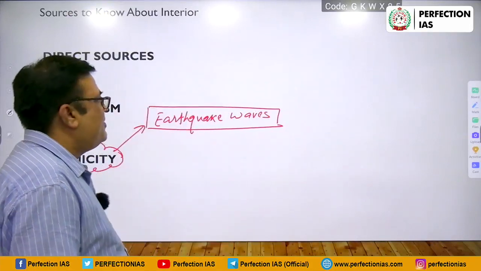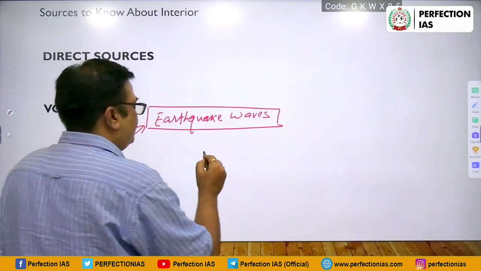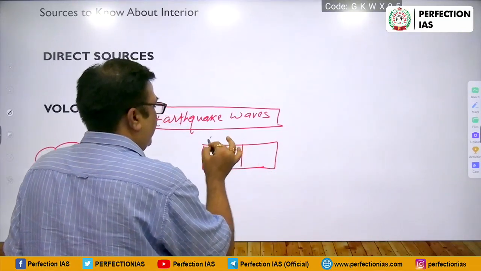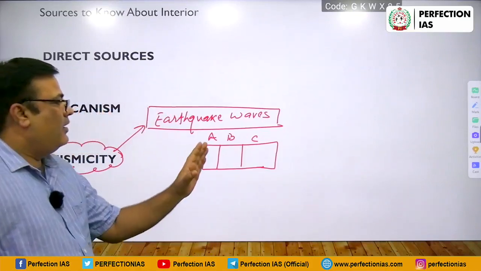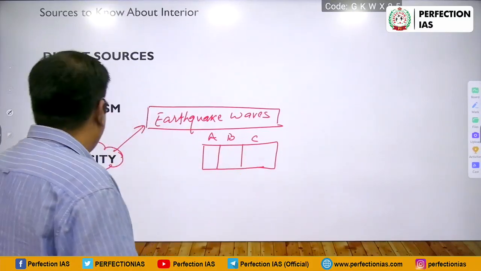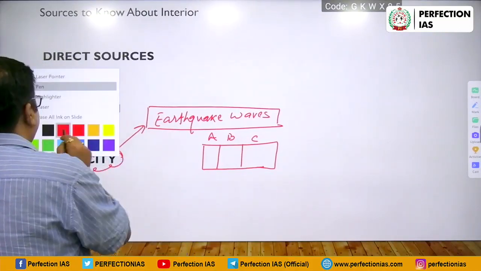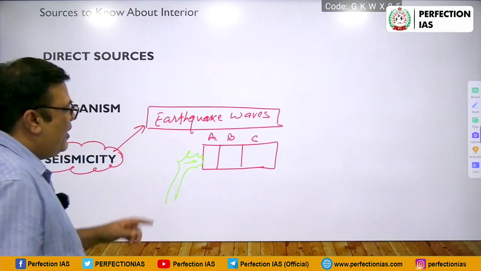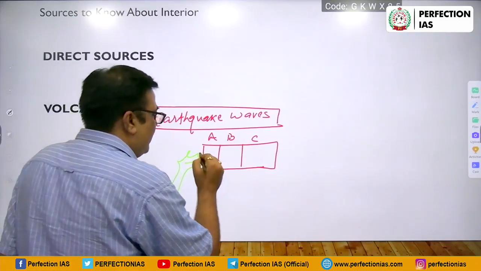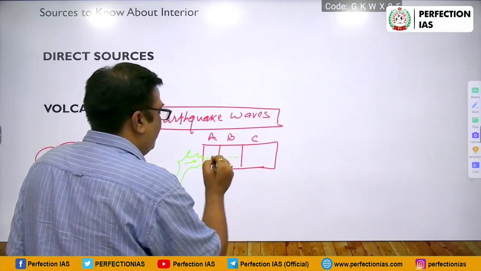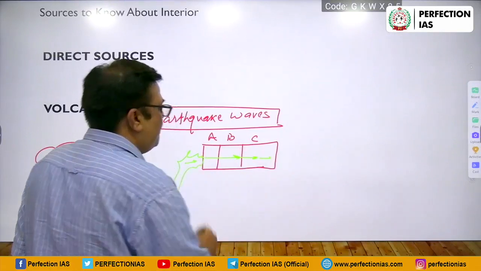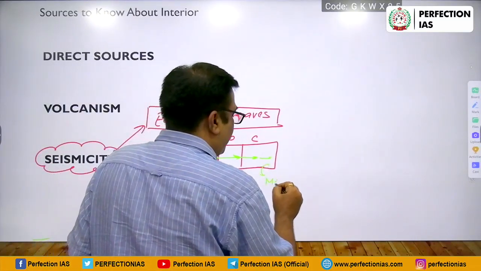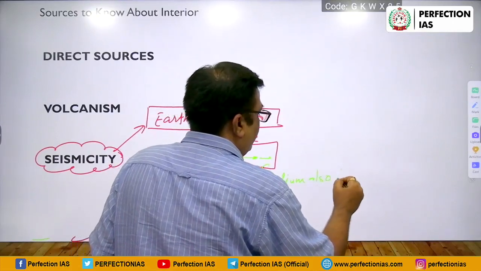All right, what are seismic waves? Just try to understand. Suppose a surface is like this, with three blocks A, B and C. Now if any force is applied upon it, like this, suppose it is my hand, then this force energy will start flowing through the medium. Whenever it is flowing through the medium, the medium also has resistance.